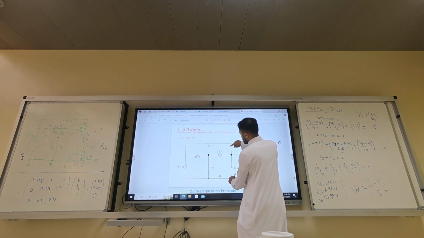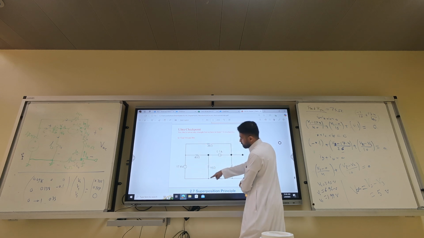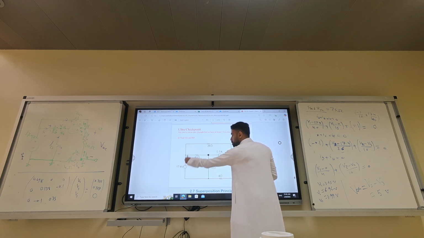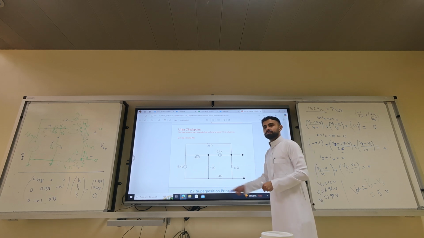Because they share the same two nodes. This node, four. This one will be gone. This will be open. This one will be gone because it's a short circuit. So it's 10 parallel with 30.